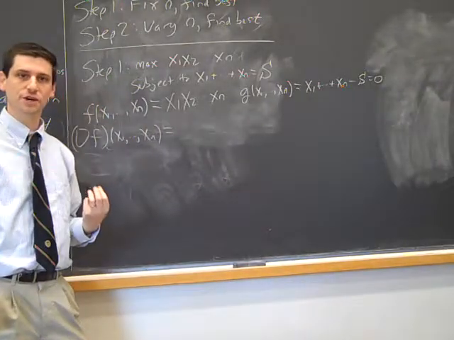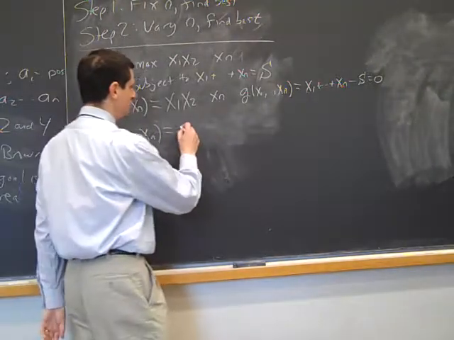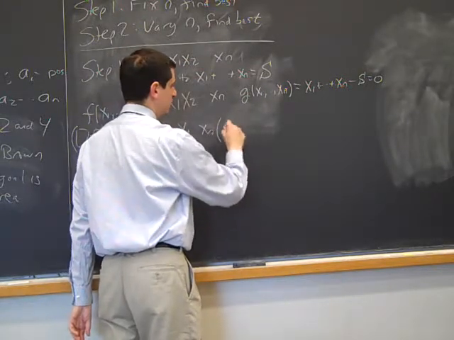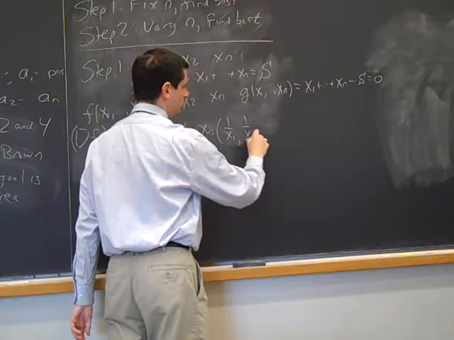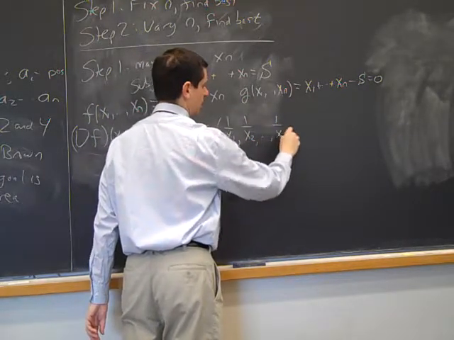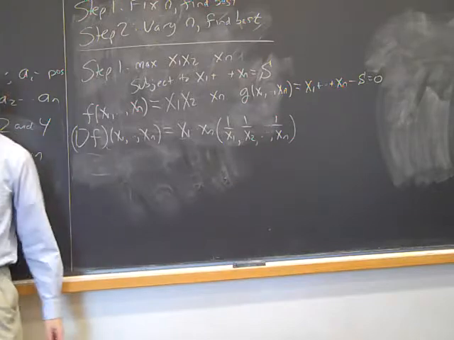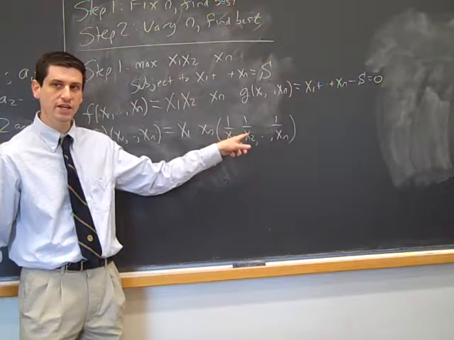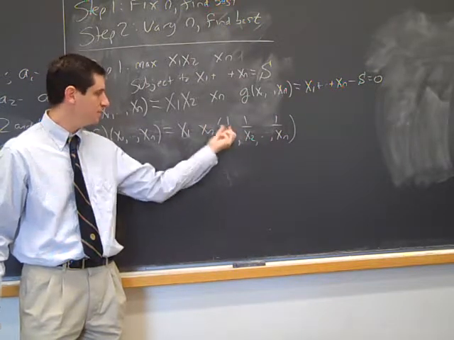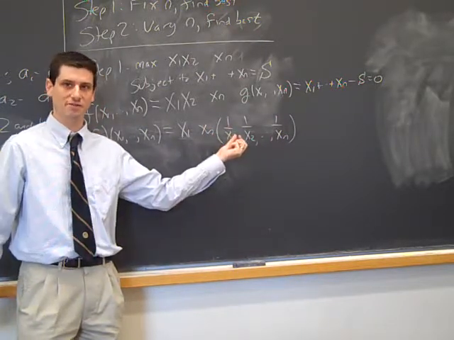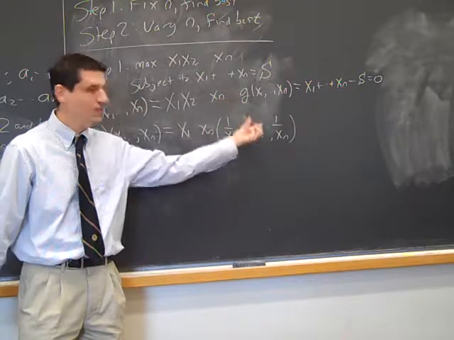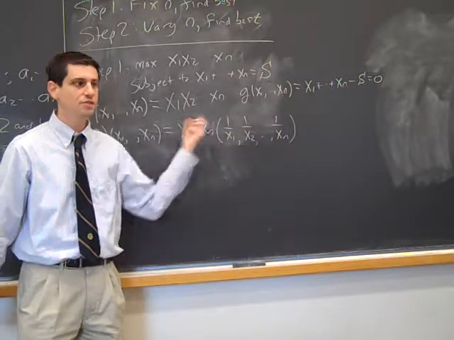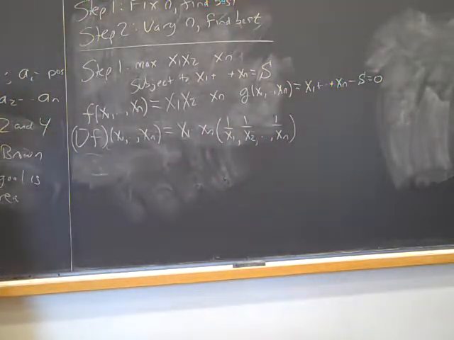There's a really nice way to write it, and it's going to be the following: x1 times xn times the vector 1 over x1, 1 over x2, ... 1 over xn. This is just doing some algebra to write it in a better way. Why? Well, when I multiply this in, I get the product of everything divided by x1, which is everything but x1. When I divide by x2, I get the product of everything except x2. This is just a really concise way of writing it.